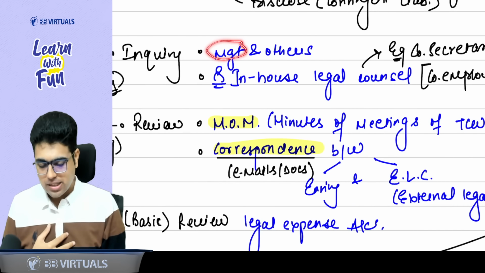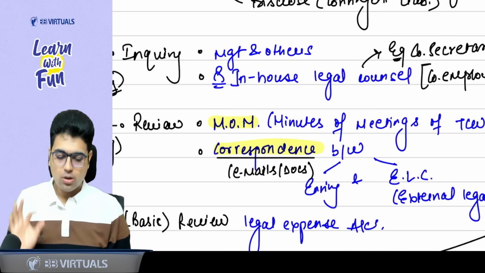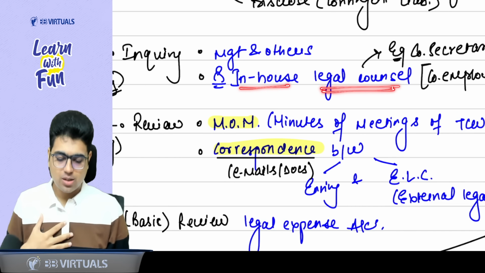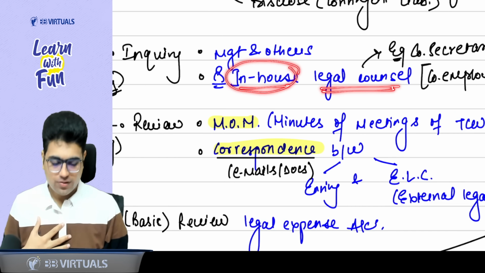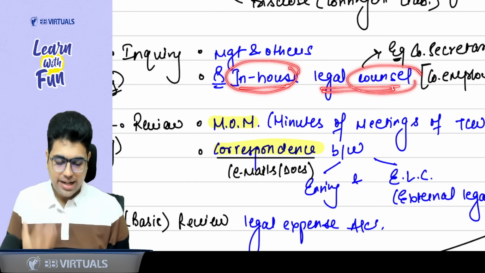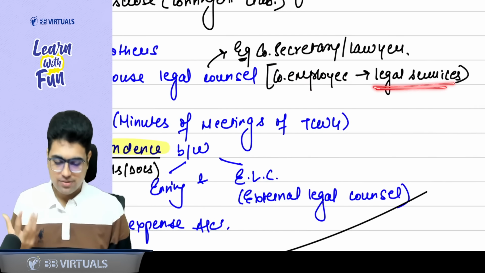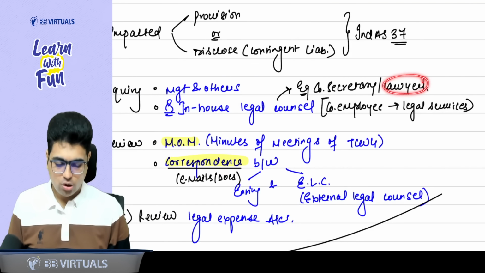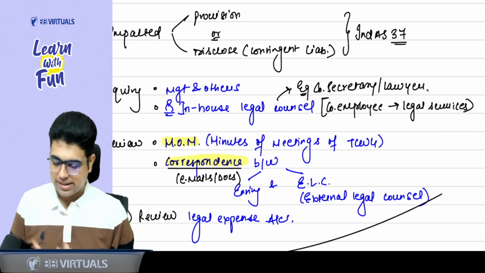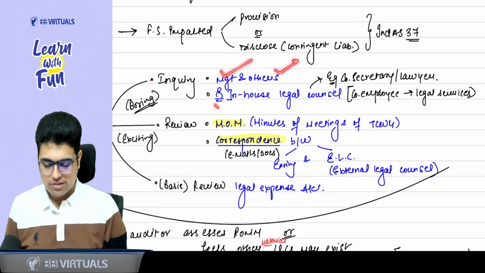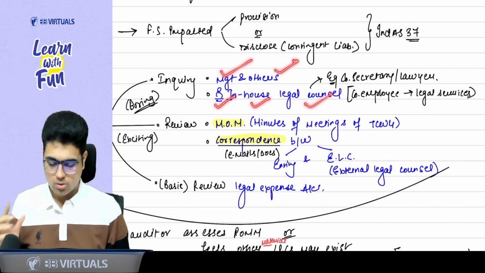Along with the management, there is one more person who is sitting. Sir, who is that person? In-house legal counsel. In-house legal counsel means he is the employee of the entity who gives the legal advisory. So a company employee who is giving the legal services. It can be any in-house lawyer or in-house company secretary. So you do the inquiry with management and others. Along with the management, one more person is sitting, in-house legal counsel.